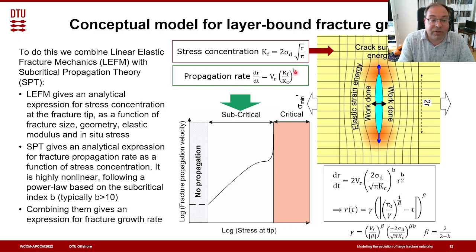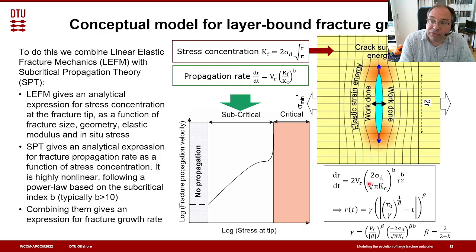Now, for most rock types, the subcritical index is typically greater than 10, so the fracture propagation rate is highly nonlinear. Combining these two expressions, we can get a differential equation for the fracture size through time, which can be solved to give an expression for the rate of fracture growth through time.